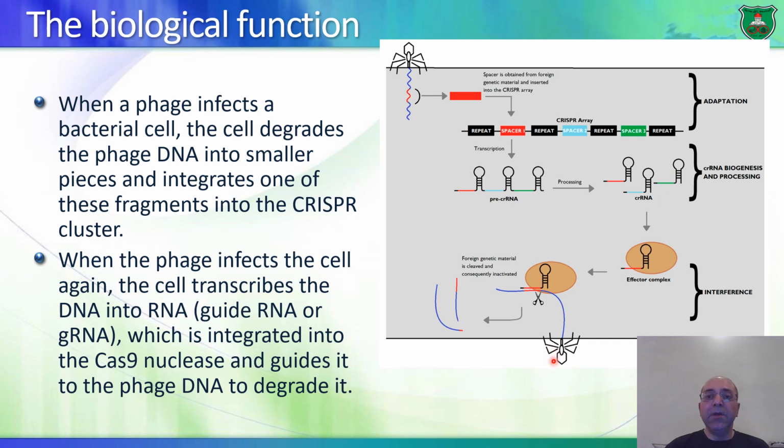Okay, great. Now, when the same bacteriophage that previously infected the bacterial cell infects the same bacterial cell again, this piece of RNA binds to the Cas9 enzyme, and it guides the enzyme to the bacteriophage DNA. And the Cas9 degrades the bacteriophage DNA so that it does not infect the bacterial cell. Beautiful, sophisticated system.